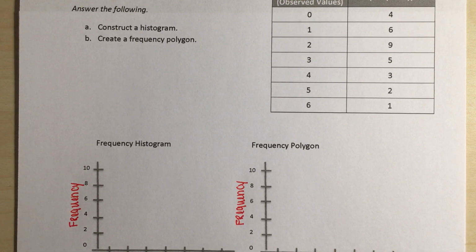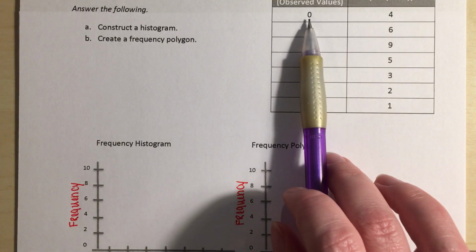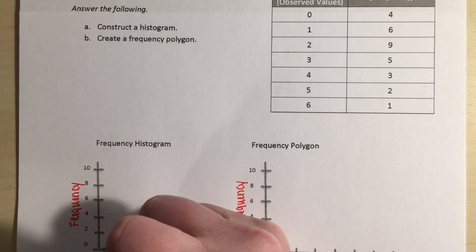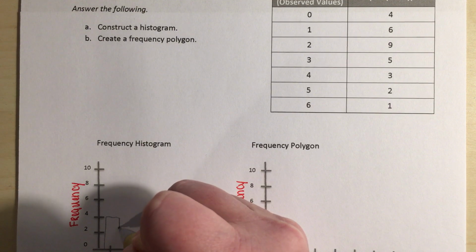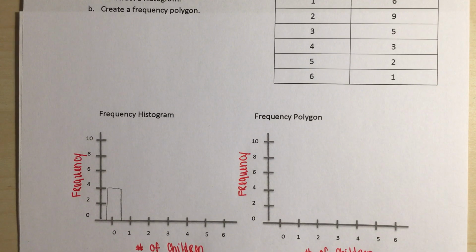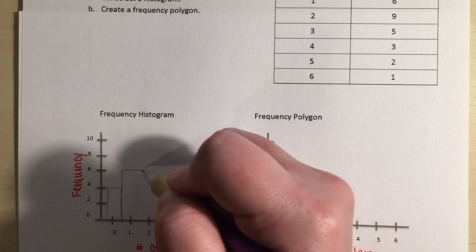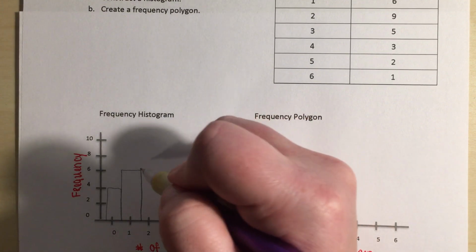All right, so using our information in our table, the number of families, our frequency for the 0 number of children, is 4. So above the 0, we're going to draw a vertical bar that goes up to the value of 4. And we just center it around that value of 0. Right? So we see that right there. For 1, we see a frequency of 6. For 2, we see a frequency of 9.